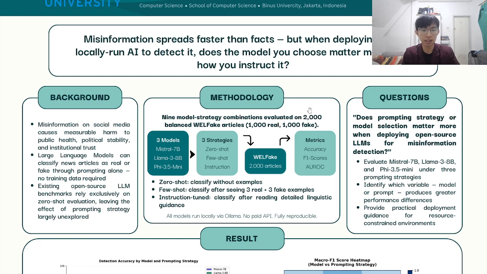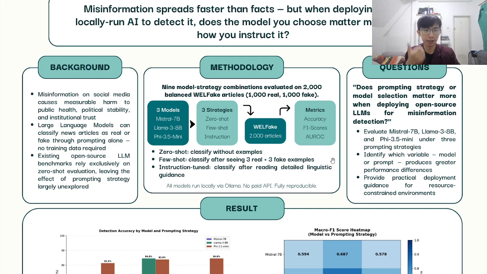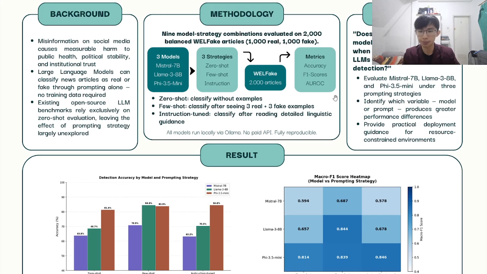The dataset that we're going to use for this is the WELFake articles that can be accessed through Kaggle, and we're going to use 2,000 articles, with half of them being real and half of them being fake. So it's a balanced number. And the metrics we're going to use are accuracy, F1 scores, and error.